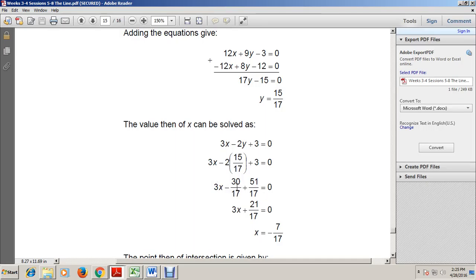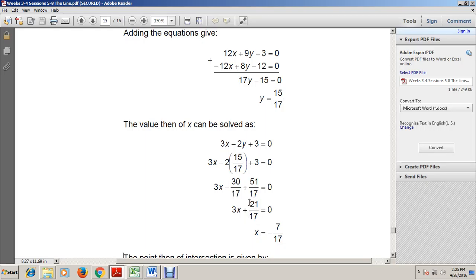Okay, so let me repeat that. We could write these two fractions as negative 30 plus 51 all over 17. So what happens now is that we have simply 51 minus 30 gives us 21 over 17.